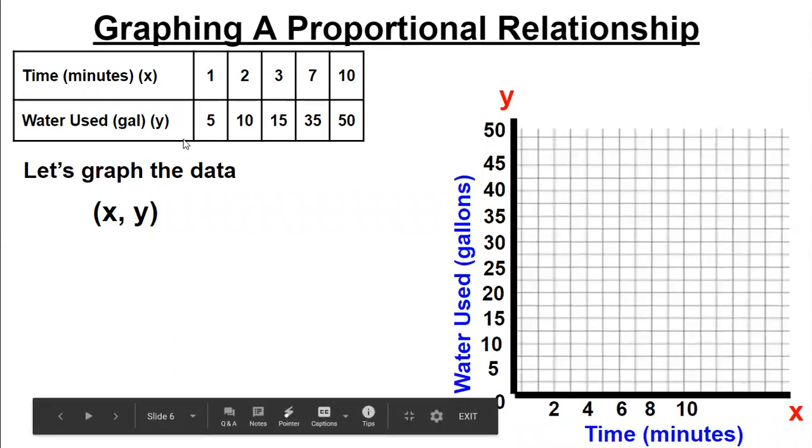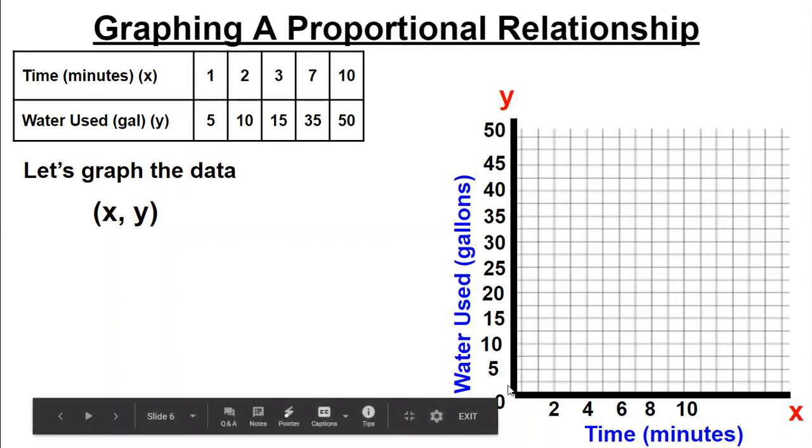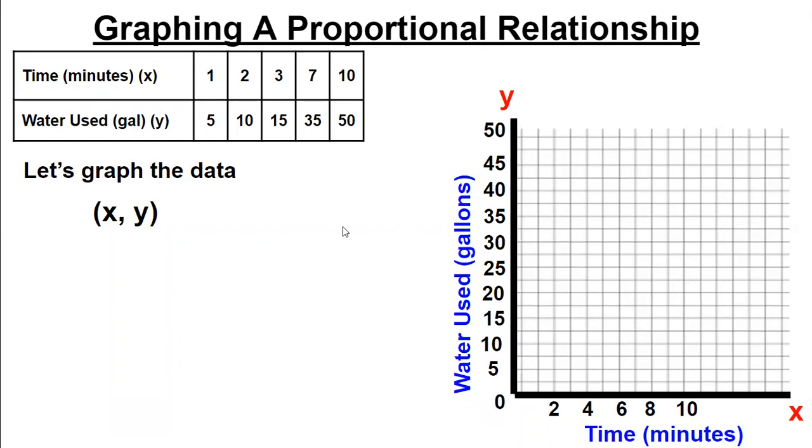And then for the water used, I have to get up to 50 because that's the biggest number I have in my table. And my smallest number is 5. So I went up by 5s. Well, I kind of went up by 2.5s because every line is 2.5, then 5, then another line, it'll be 7.5, and then 10, and then another 2.5, and then 15, 20. So every other line is 5. Okay. So X is my horizontal, Y is my vertical.